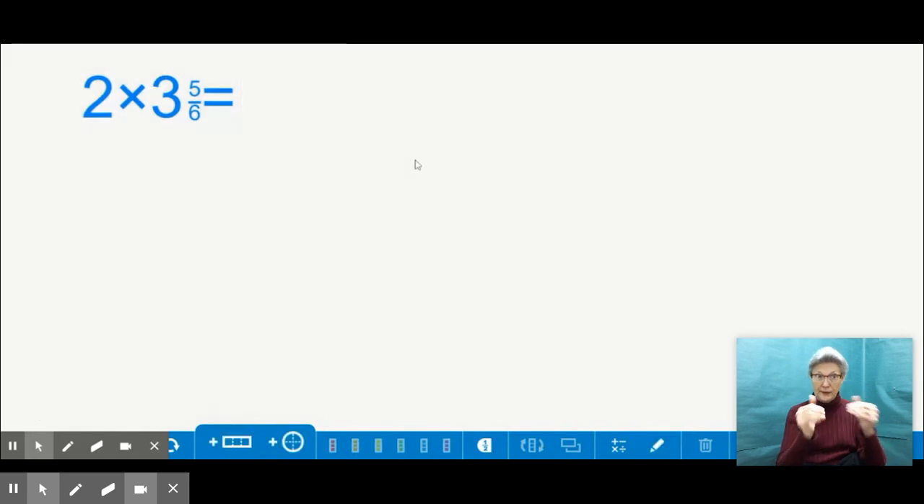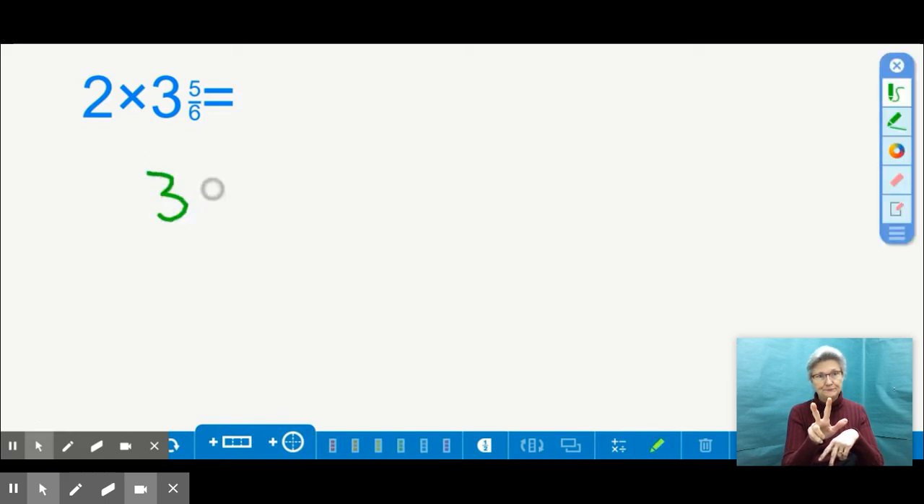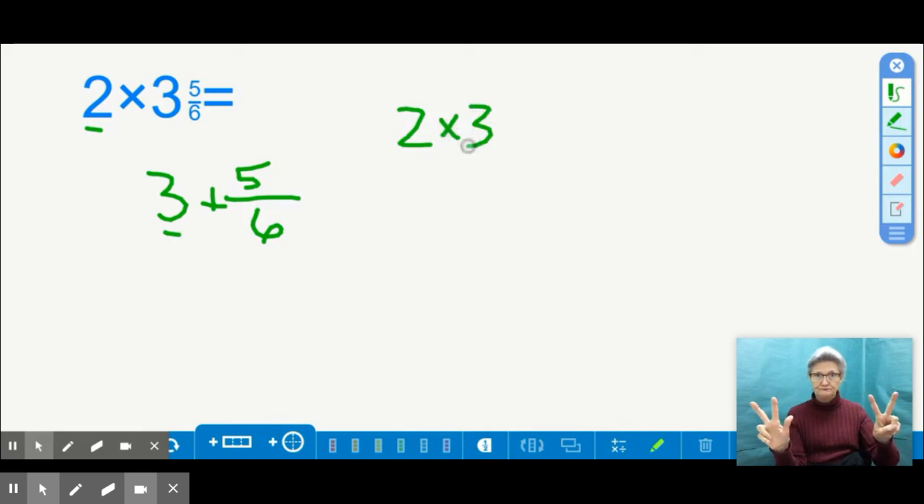Here we go. So if you remember, we thought of our mixed number 3 and 5/6 as 3 and 5/6. So 3 plus 5/6 is the same as 3 and 5/6. So we multiplied our two whole numbers together. We did 2 times 3. So 2 times 3 equals 6. Okay, and then we got that. I'm going to put a little check there.